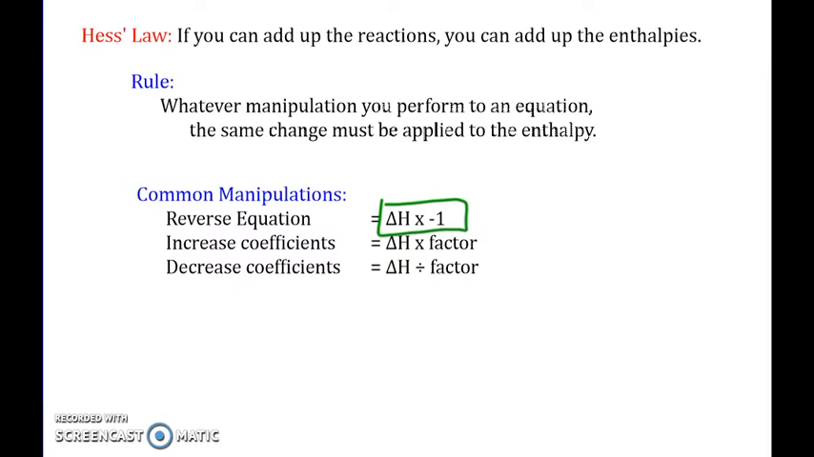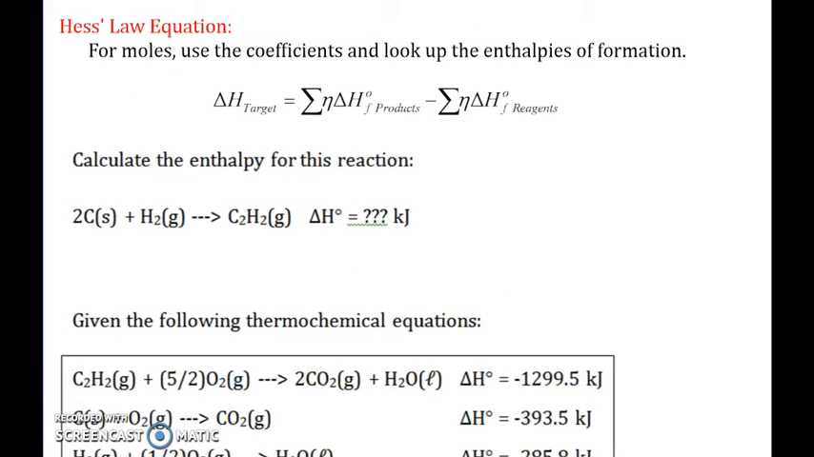We can reverse equations. If we reverse equations, positive numbers become negative and vice versa. We can also put coefficients to either increase or decrease the values based on the number of molecules or moles we need. And that's fine. All you need to do is make sure you multiply or divide by the factor. What do I mean by that? This example might illustrate it a little bit more clearly.